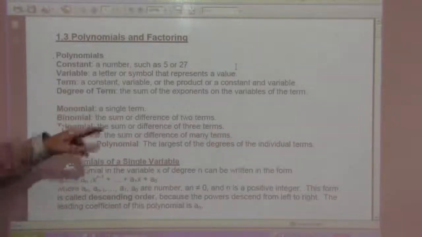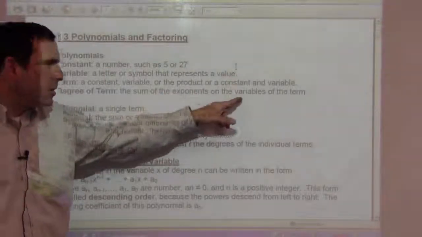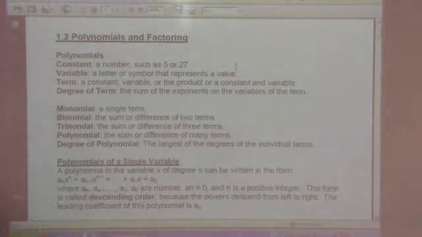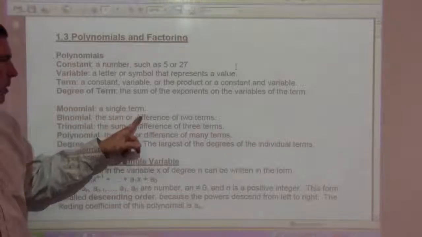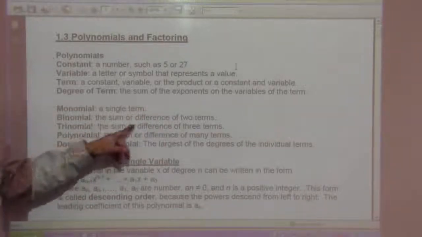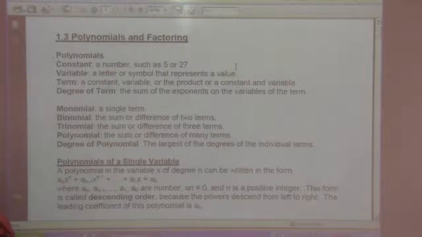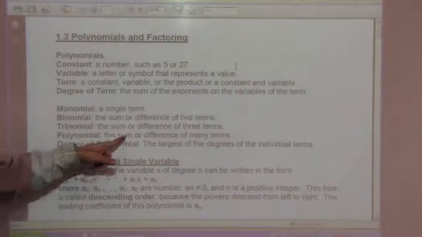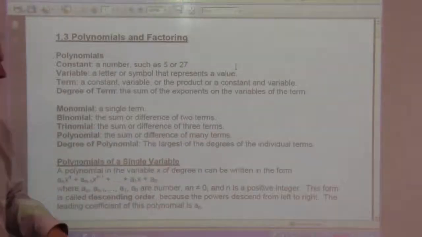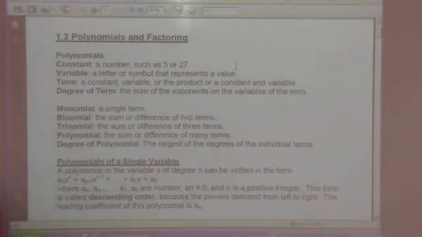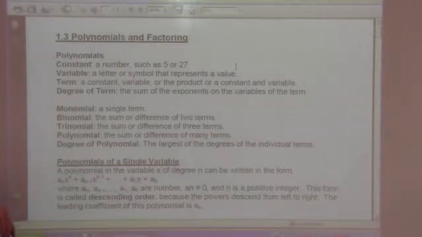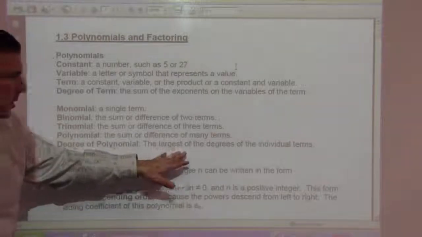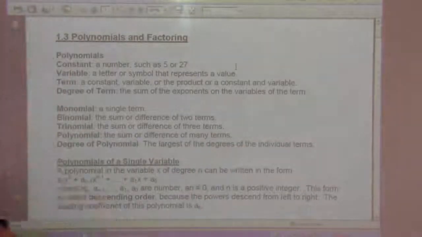The degree of a term is the sum of the exponents on the variables, not the constants, of the term. A monomial is a single term. A binomial is the sum or difference of two terms. A trinomial is the sum or difference of three terms. And a polynomial is the sum or difference of many terms. If you have many terms, like 4 or 5, you just call it a polynomial. The degree of a polynomial is the largest of the degrees of the individual terms.